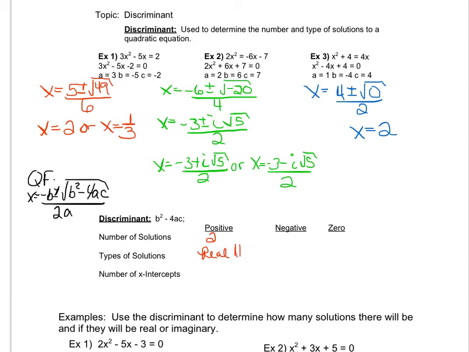I'm just going to go ahead and say real. If my discriminant, that number under the radical, were to be negative, like in example 2, notice I still get two solutions, but now they're going to be complex or imaginary, however you want to phrase that. So now if it's negative, I get two solutions, but they are imaginary or complex.